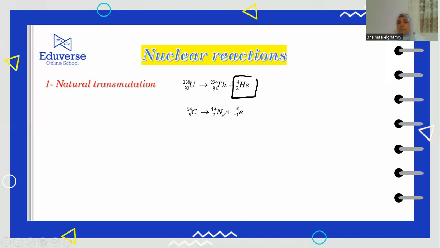Here carbon gives us nitrogen. If we add 7 plus -1, it gives us 6, which is the atomic number of carbon. And also here, the 14 of carbon, the mass number of the reactant, equals the sum of the mass numbers of the products.